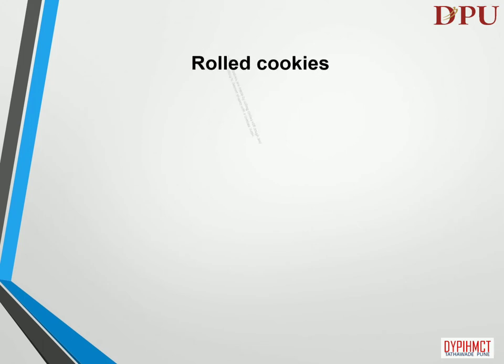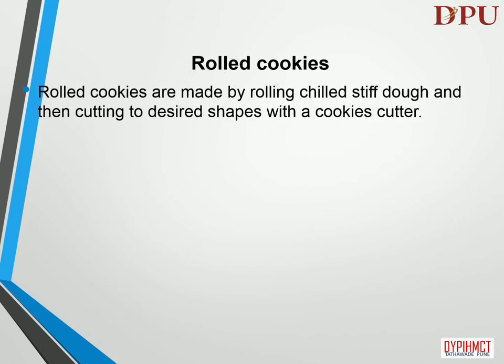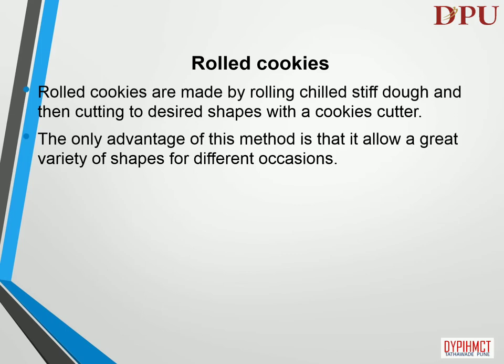Rolled cookies. Rolled cookies are made by rolling chilled stiff dough and then cutting to desired shapes with a cookie cutter. The only advantage of this method is that it allows a great variety of shapes for different occasions. Example: Christmas cookies, Halloween cookies.